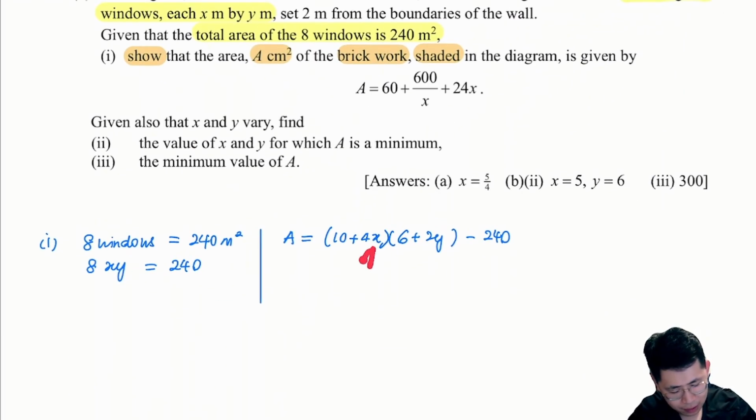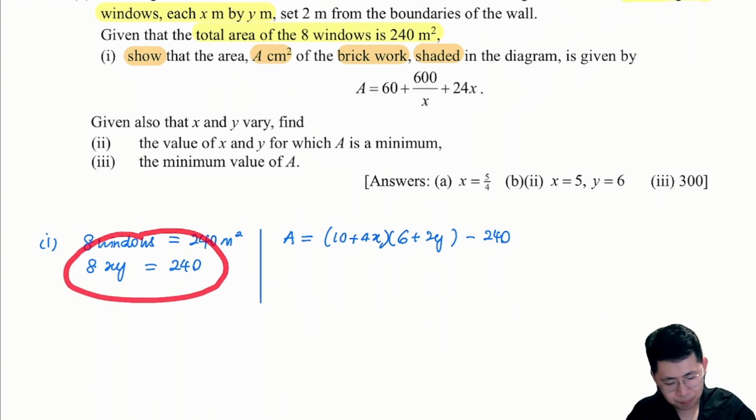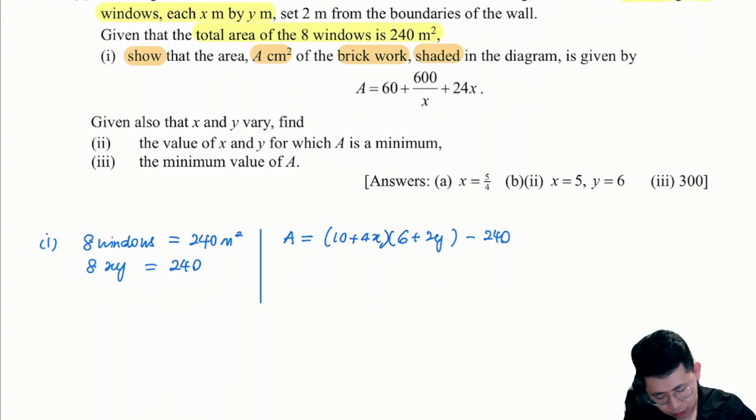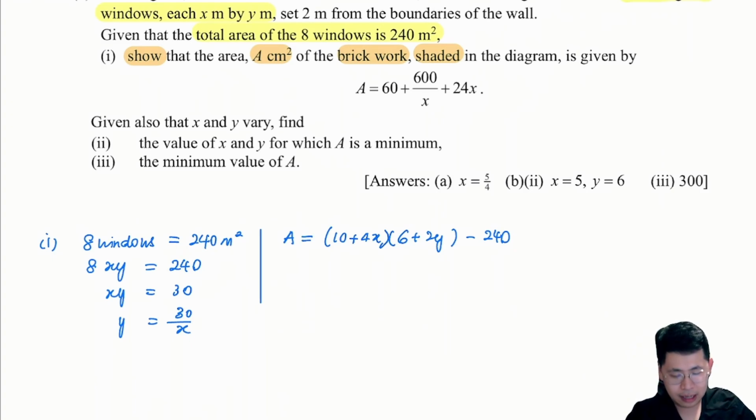So over here we have x, we have y. But we want to make this one variable, because if you notice over here, it's only x. So we need to replace y away. And where do we replace the y from? From here. So I'll divide by 8 first. This is going to give me 30. Then y is going to be 30 over x. So this is the expression for y that I will use later.